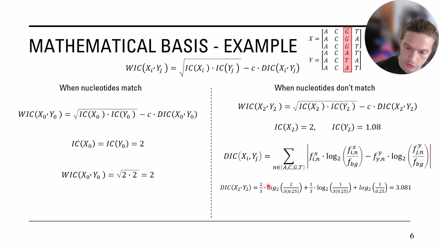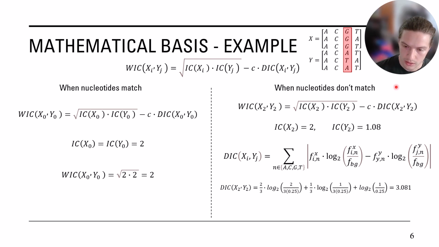Then if you move to T, you see the same thing, except it's switched to 1/3 because 1/3 of them are Ts. And then the last one is just log 1 over 0.25, and that's representing the Gs, right? Because there are no Gs in Y, it's just going to be the max value.